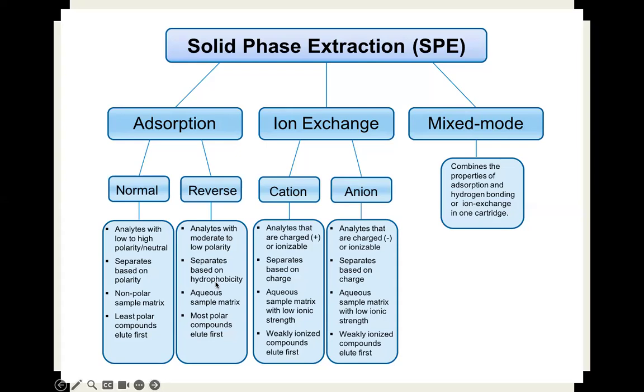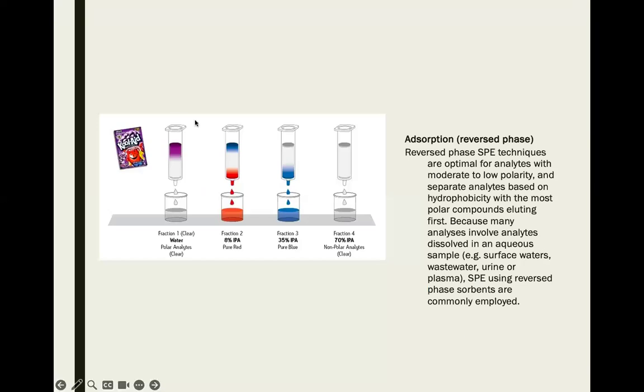So hydrophobicity. So lowest polar will be hydrophobic, and then it is based on aqueous sample matrix. So most polar compound will be eluted first, right? So if you look at here, the first is water. Of course, water is the most polar in this case. If we just flush with water, all the water will come out from the Kool-Aid, okay? And the second one, start using 8% isopropyl. So you can see separation of colors. We can see that the red one is the most polar, followed by the blue one, and in the end we get the non-polar analytes. Okay, so this is an example of separation in solid phase extraction by using reverse phase.